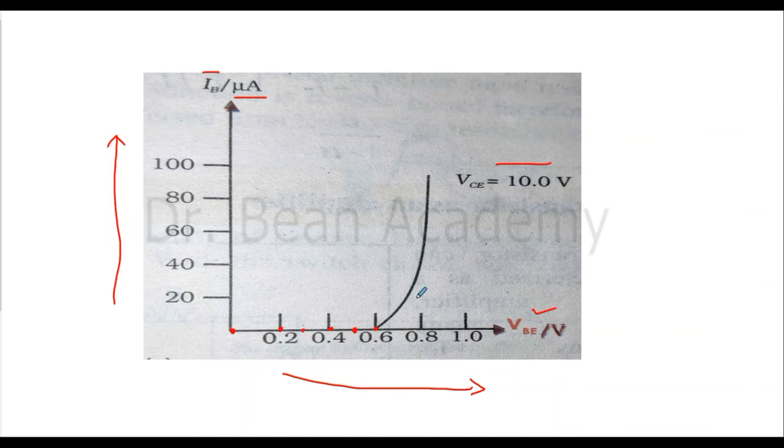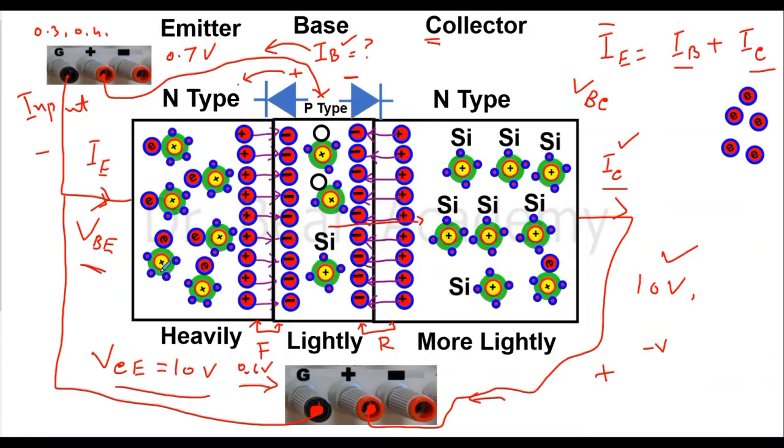So what does it mean? It means that now I can fix the current IB from the base, because now I know that for a voltage, maybe 0.61, I get some current IB, and then if I go a little bit higher, 0.65, 0.66, I can see that I get 20 microampere current from the base, and then I get 40 microampere at what voltage. So I know what voltage I should set across the base and emitter so that I get a constant current.